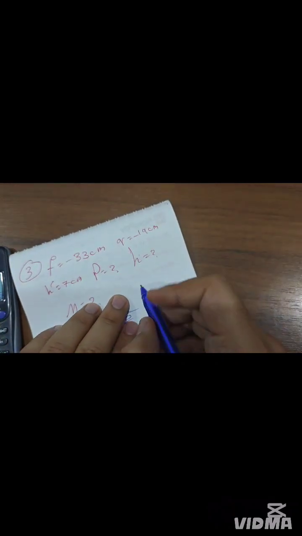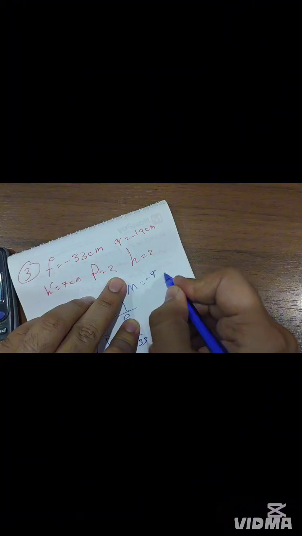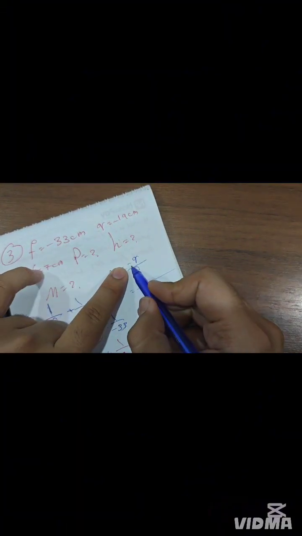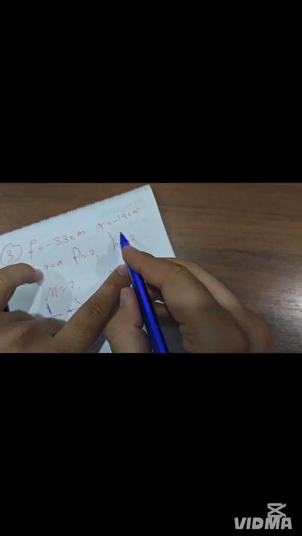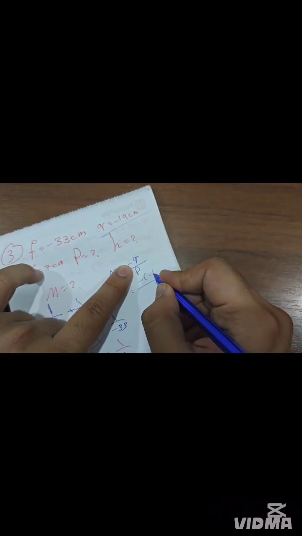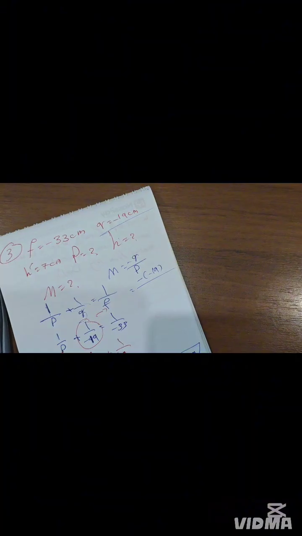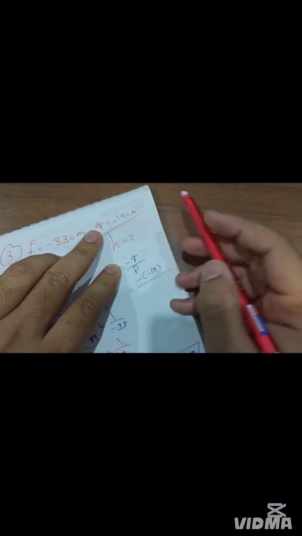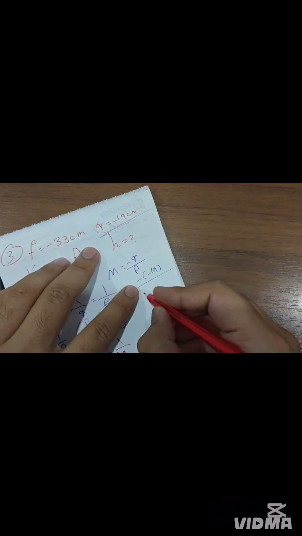To find the magnification equal to negative Q over P, we have to copy again the sign of the rule, negative, and the Q again, there is another sign of the Q value, negative 19. Just take care, guys. In here, this is the negative of the rule, and here this is the negative of the value of the Q. So negative with negative will be positive.